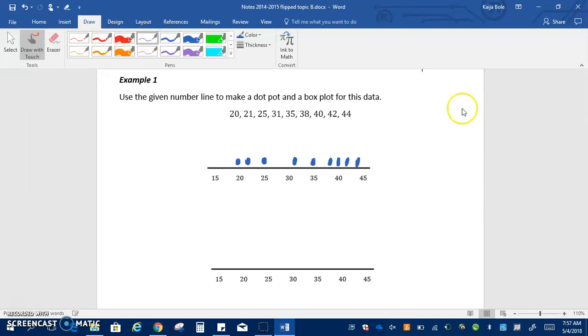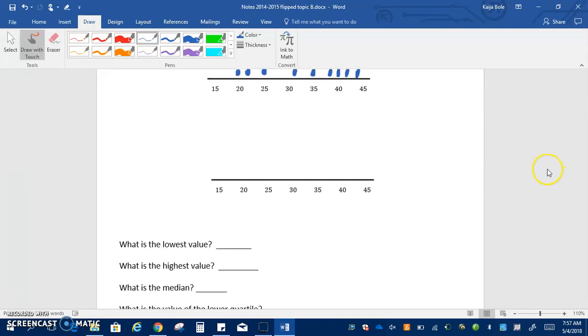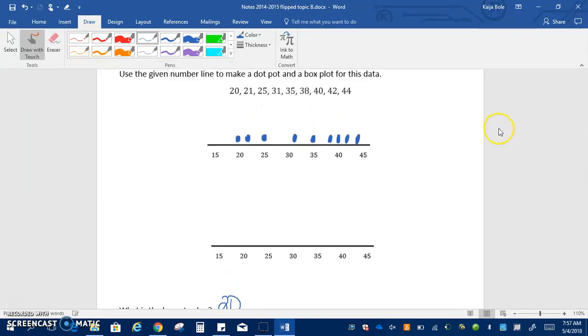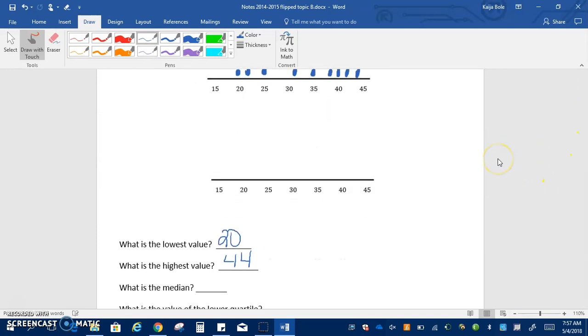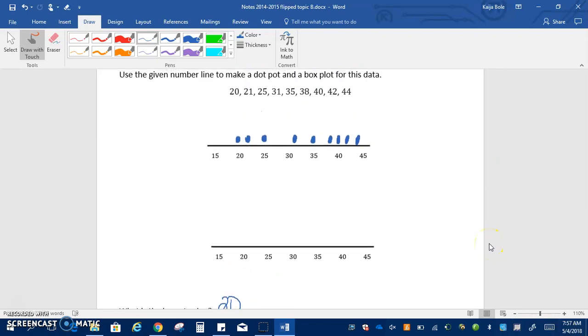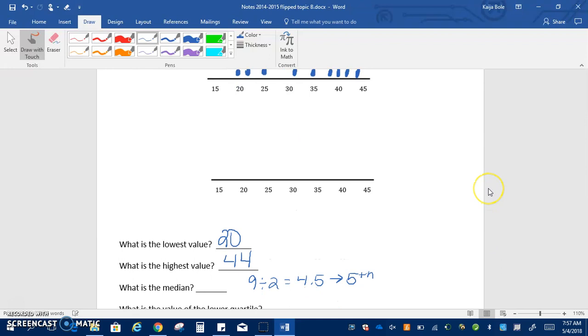Alright, so now they want us to create the box plot. So we can fill in the bottom first. They ask what's the lowest value? That's 20. What's the highest value? That was 44, and now we need to find the median. If you count, we have 1, 2, 3, 4, 5, 6, 7, 8, 9 values. So for that median, we would do 9 divided by 2, which is 4.5, so the 5th value would be our median. So if we count in 1, 2, 3, 4, 5, 35, which I circled, would be our median.